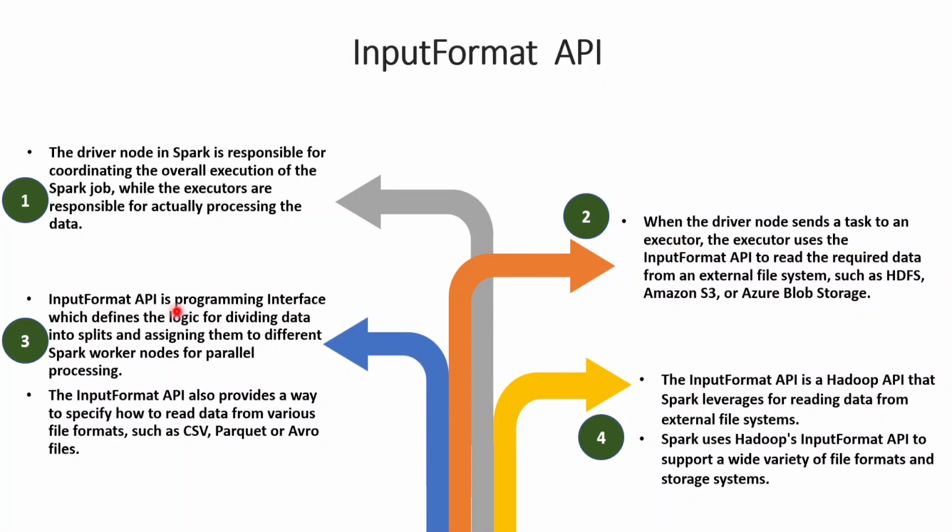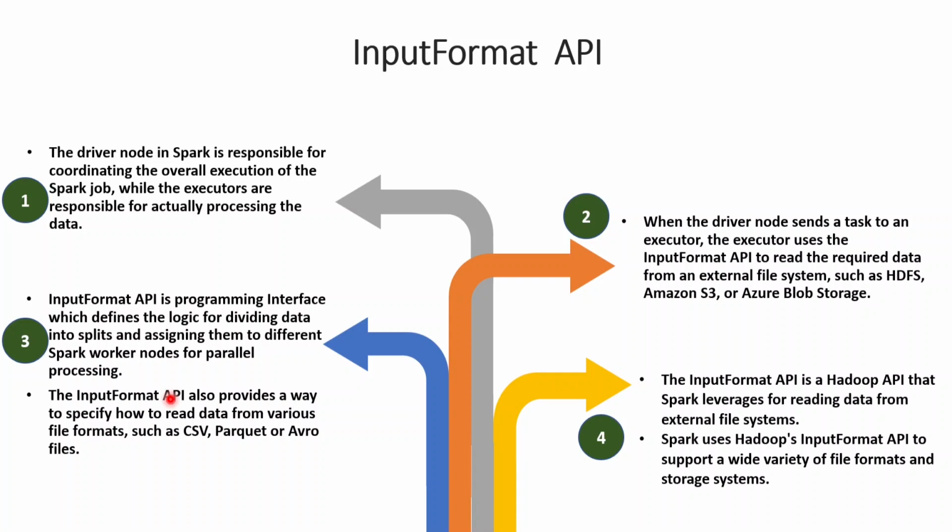The input format API is a programming interface which defines the logic for dividing the data in the external storage into logical splits and assigning them to different Spark worker nodes for parallel processing. It also provides a way to specify how to read data from various file formats such as CSV, Parquet, or Avro files. Whenever we work in Spark, we might be dealing with multiple different file formats such as Parquet, Avro, CSV, even JSON, so we should have a component responsible for giving logic to handle different file formats in different ways.